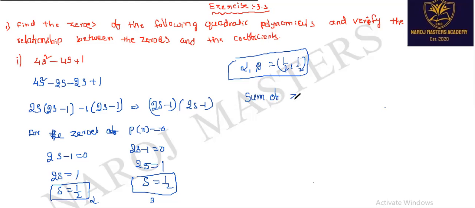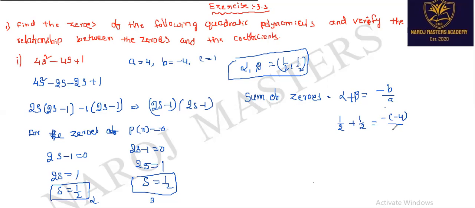Sum of zeros, that is alpha plus beta equal to minus b by a. Now first write the coefficients of this quadratic polynomial: a is equal to 4, b equal to minus 4, c equal to 1. Now substitute here. Alpha is 1 by 2 plus beta is 1 by 2 equal to, my b is minus 4, so minus of minus 4 by a is 4.